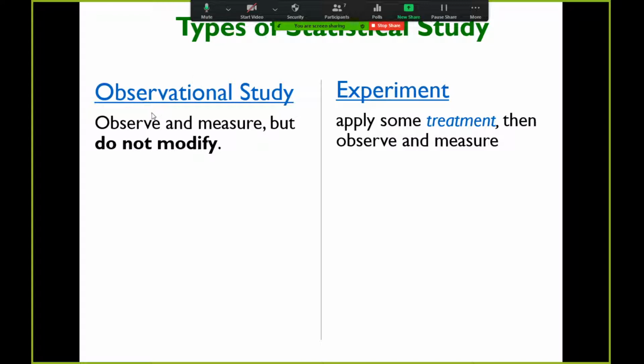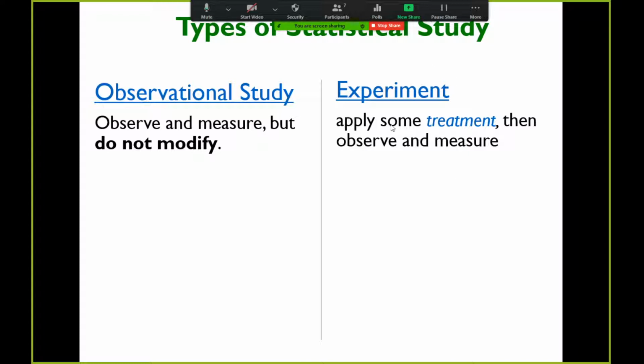An observational study is where we're just observing and measuring, but we do not modify. There's no treatment or nothing included in the study that is going to change the data, right? Whereas in an experiment, some kind of treatment is applied, and then we observe and measure the data.